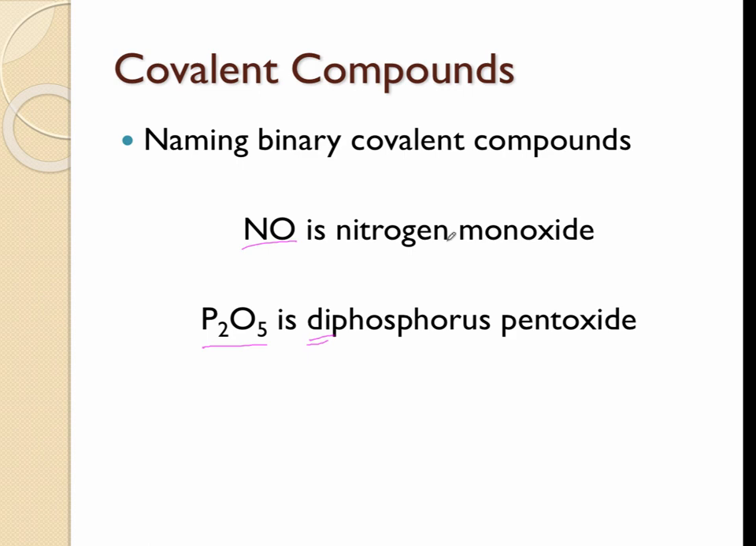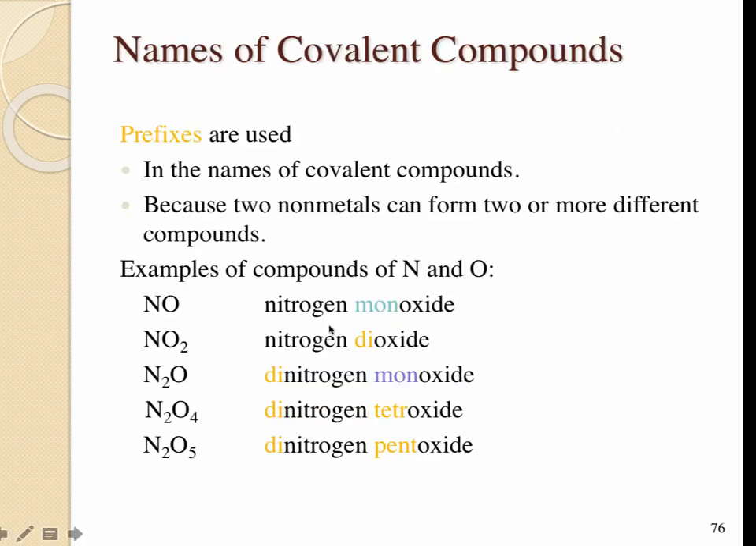Right, if you notice, there are prefixes used, except when this first element is just 1, and then there is no prefix. Those are the rules in a nutshell. Why do we have to use these? Because two nonmetals can form more than one compound. Okay? For example, nitrogen and oxygen can form all of these compounds.